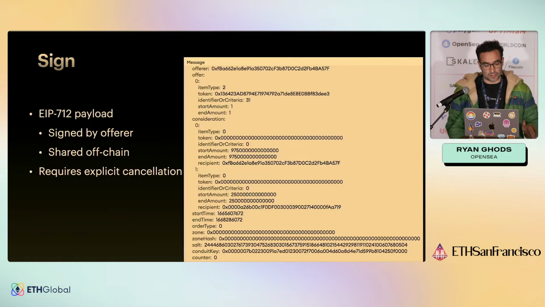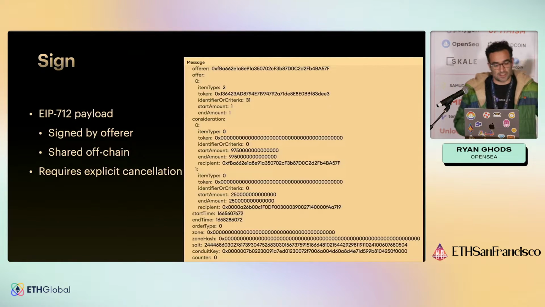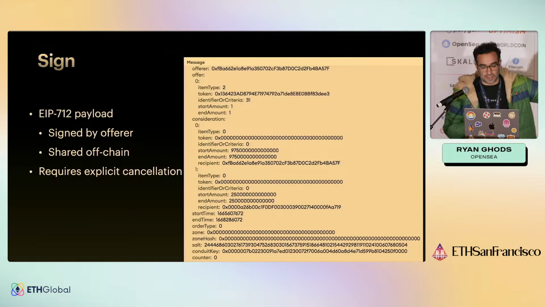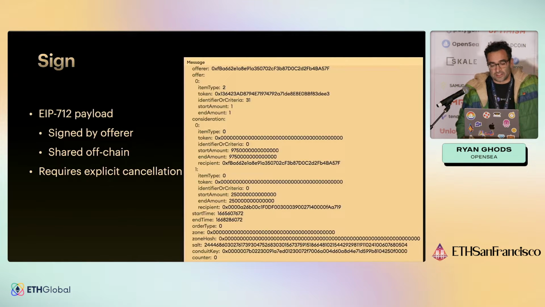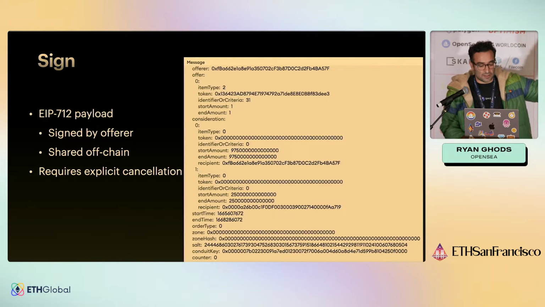So, creating orders. If you've ever created an order on OpenSea, you sign something like this. And this is kind of what we went over. It's all the components of what an order looks like. It starts with the message and the offer, which in this case is an NFT, and the ID of it is ID 31.